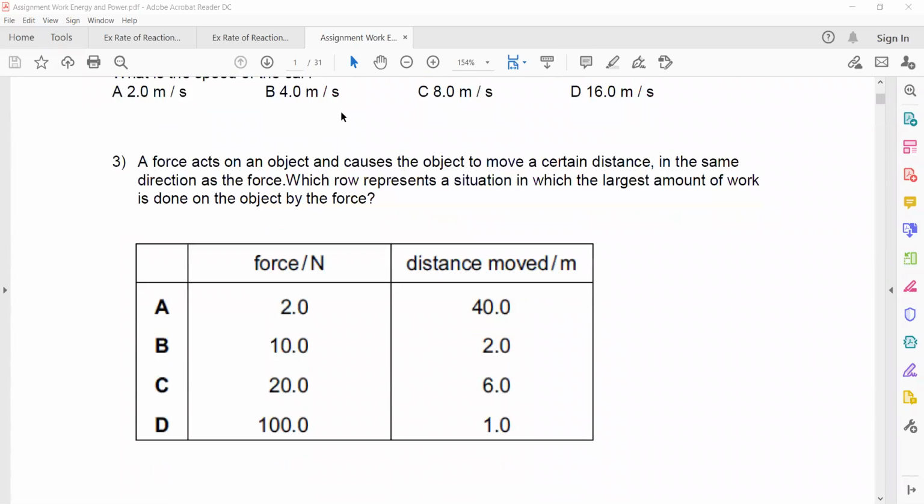Then, a force acts on an object and causes the object to move a certain distance. Which row represents a situation in which the largest amount of work is done on the object by the force? So work done is force times distance. So C is the right answer.